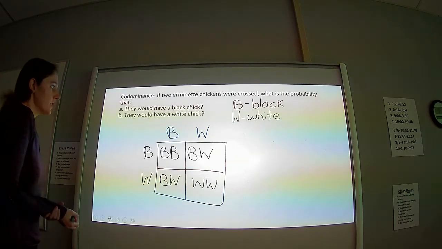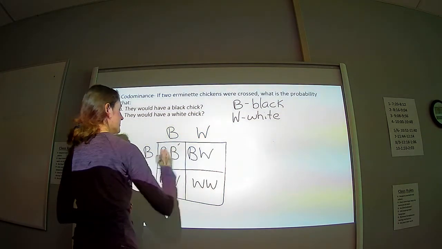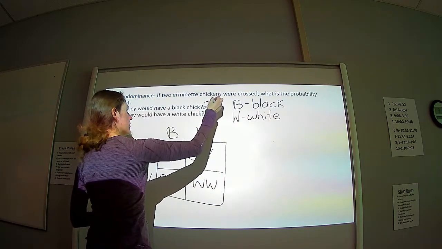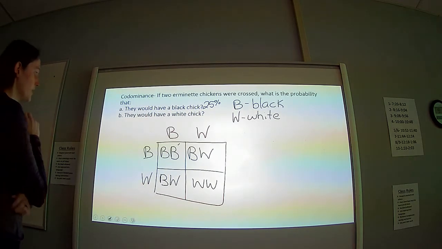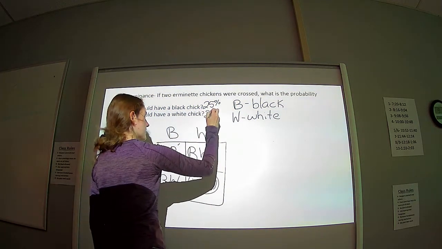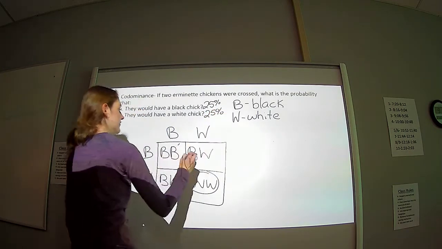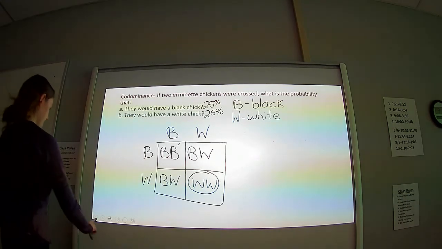In order to have a black chick, you have to have two capital B's. So here's my black chick one. I only have one of those. And the probability that they would have a white chick, you have to have two W's. That would be this one down here, also 25%. 50% chance that they're going to have an erminite chick, one that looks just like them.